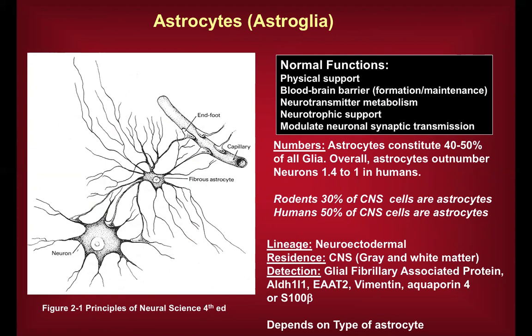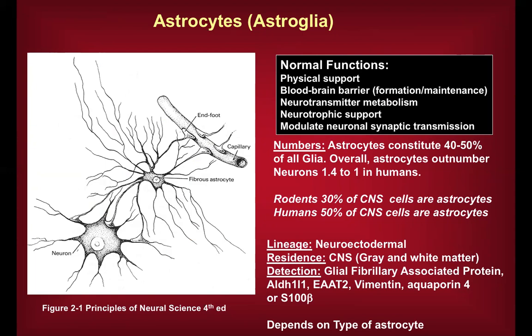So they come from a neuroectodermal lineage. Where do you find them? You find them in both the gray and white matter. How do you detect them? In some of the papers that you'll read and things that you'll look at, people will use glial fibrillary associated protein, or GFAP. So you'll see that one a lot. ALDH1L1 is another very popular one.